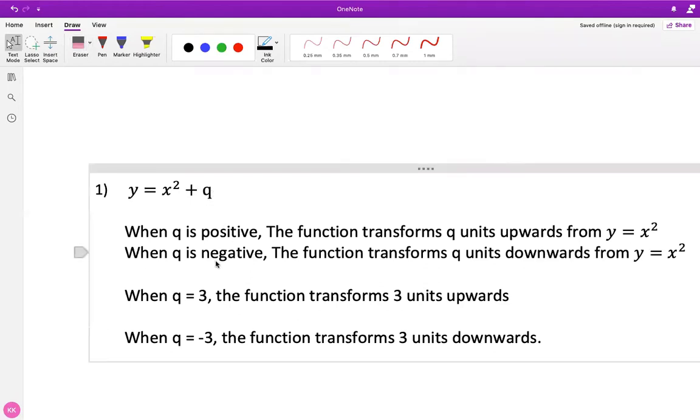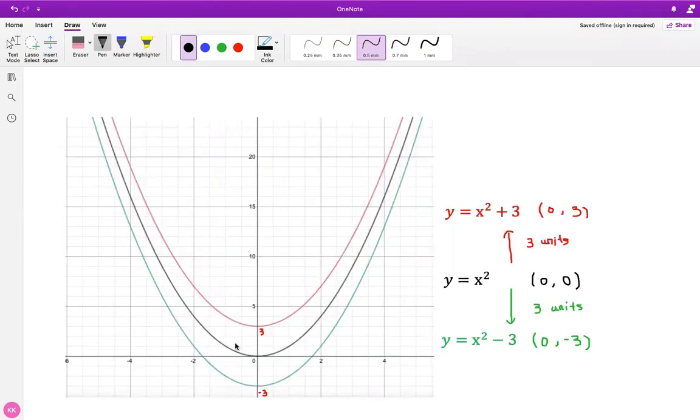When q is a negative number, the function transforms q units downwards from y equals x squared. So basically, when q equals 3, the function transforms 3 units upward, and when q is equal to negative 3, the function transforms 3 units downwards. In the left picture, I show you three functions. We have the black curve, the basic function y equals x squared, the red curve, y equals x squared plus 3, and the green curve, y equals x squared minus 3.